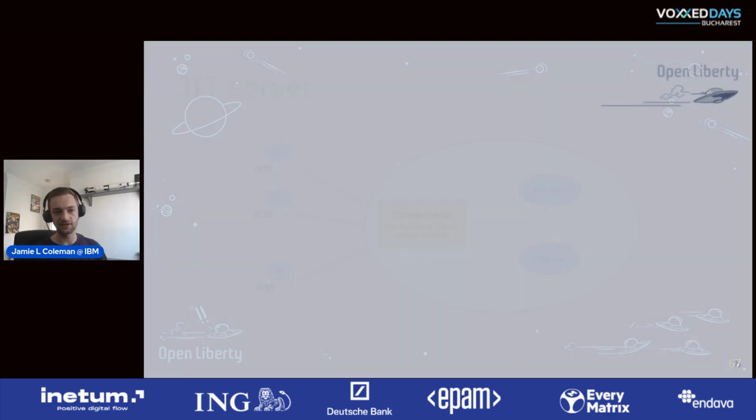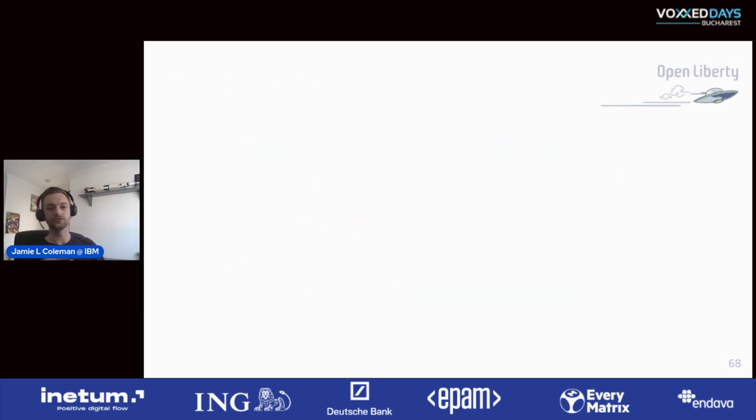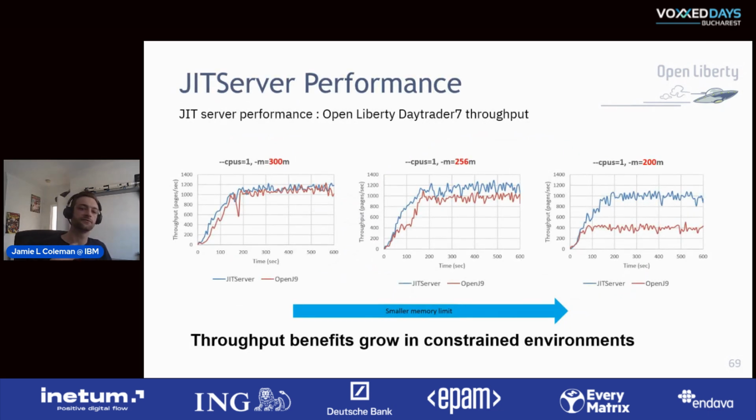So the JIT server is quite cool. It kind of allows for load balancing, but it basically allows different JIT compilers to be run in different places. And what does this enable? It enables better throughput. So we have OpenJ9 as one, and then OpenJ9 with the JIT server running. And when they've got all the resources they need, they're fine.